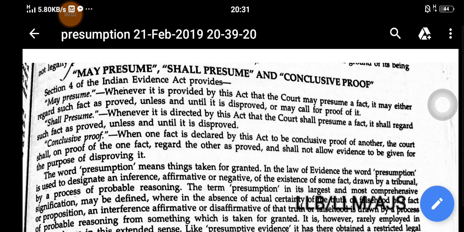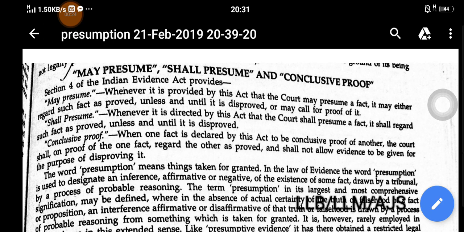Today we're reading the Law of Evidence, Indian Evidence Act 1872, and we're going to read these three expressions. Number 1, may presume. Number 2, shall presume, and number 3, conclusive proof. And the language of the book is very good. Amazing language. So let's begin.